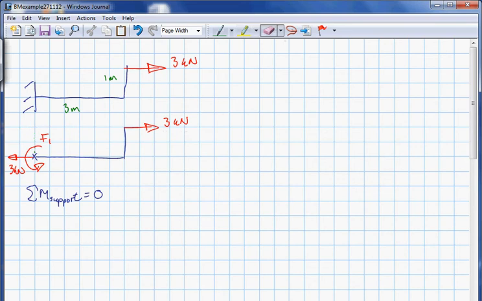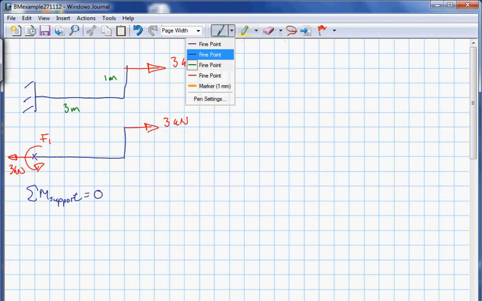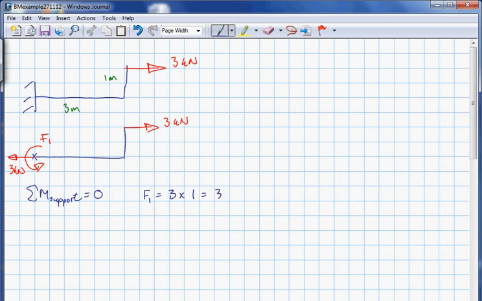What else have we got? Well, the only other thing that causes a moment is the moment F1, which is applied at the support, and that's an anti-clockwise moment. So we see that F1 is equal to 3 times 1 equals 3 kilonewton metres. Just in the interest of saving space, I'm going to rub that out in a second and put it straight on the free body diagram. So, okay, there's a complete free body diagram.